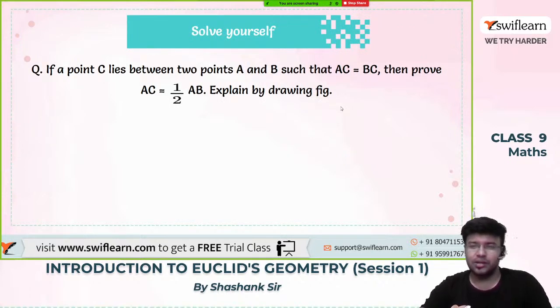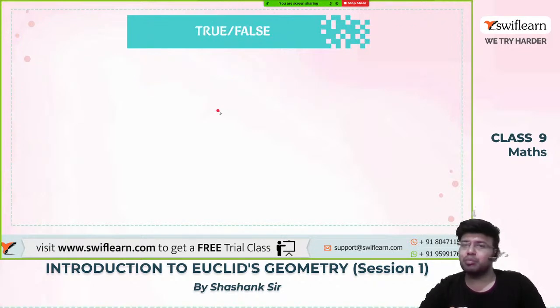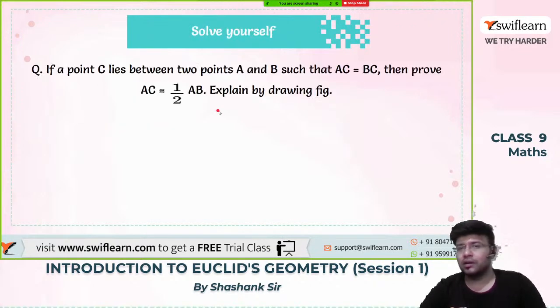Yes, solve yourself. Let us solve this problem. If a point C lies between two points A and B such that AC is equal to BC, then prove that AC is half of AB. Explain by drawing this figure.